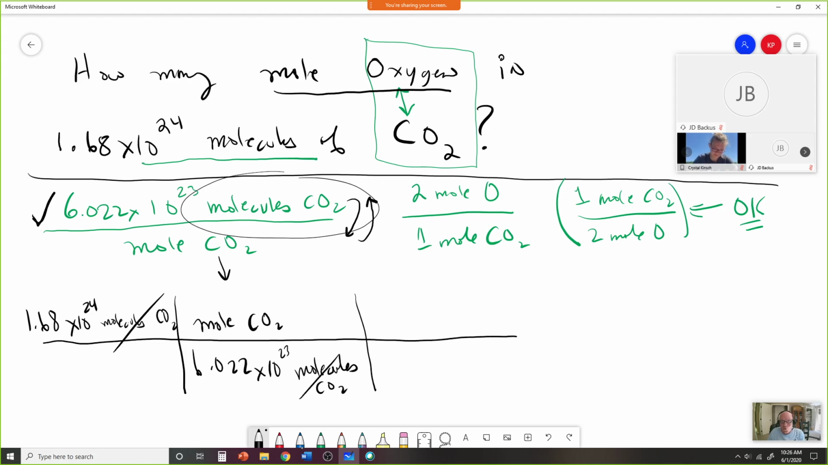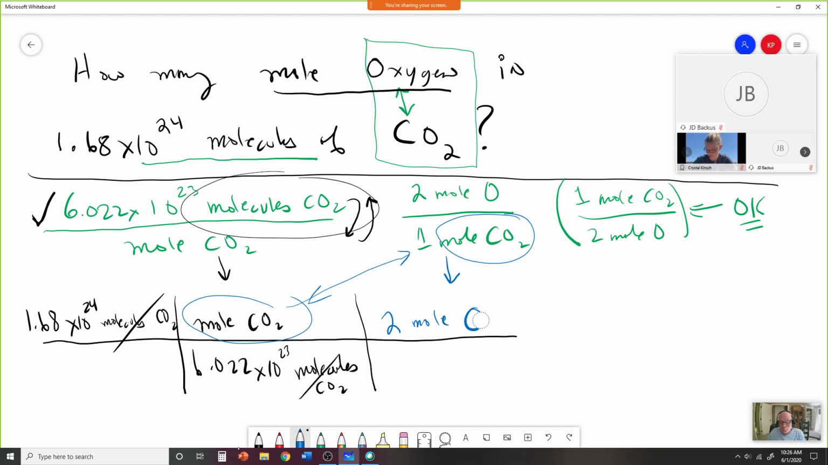Now, where do we see mole CO2 in what we haven't check marked? And that would be right here. I see mole CO2. Why do I need mole CO2? Because I need mole CO2 here. See? And so I'm going to use this like it is, and I'm going to pull it down, and I say 2 mole oxygen, 2 moles oxygen for every 1 mole CO2. And I check and I see, and sure enough, moles CO2 cancels. I'm left with moles oxygen.